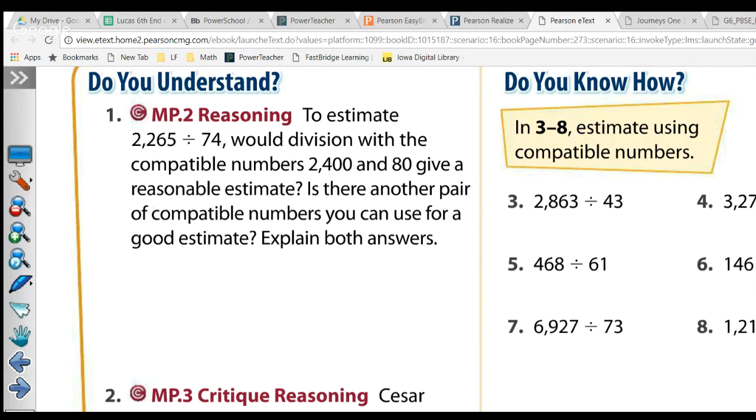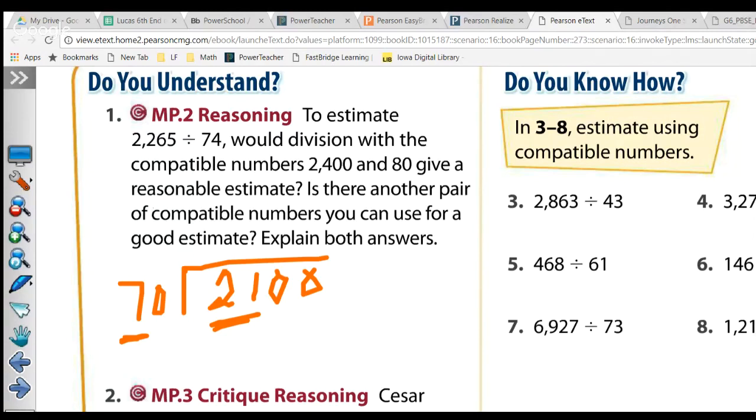Yes. You're almost always going to have more than one option. You also could have done 2,100 divided by 70. That one would have worked well. And when we look at this, we see that 21 is a multiple of 7, and up here, 24 is a multiple of 8. And that's a hint to us that those are going to be good compatible numbers.